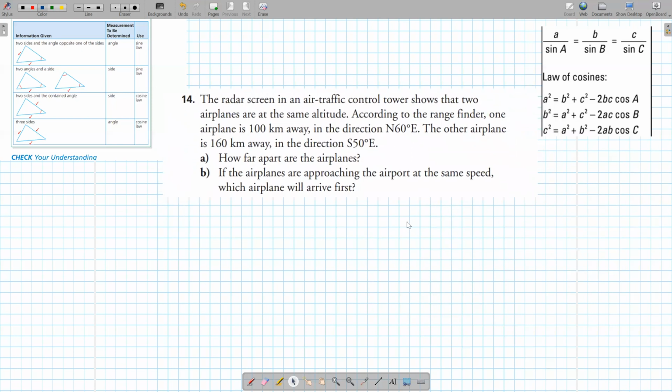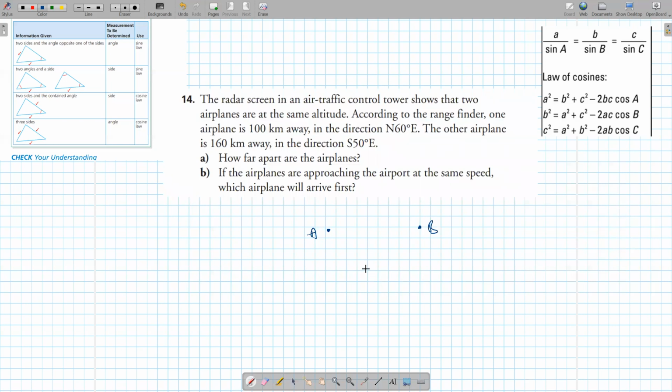So let's look at this. Another radar question. It shows two planes that are at the same altitude. That means they have the same height from the ground. Let's say this is plane A, and this is plane B. According to the rangefinder, one airplane is 100 kilometers away in the direction of north 60 degrees east.